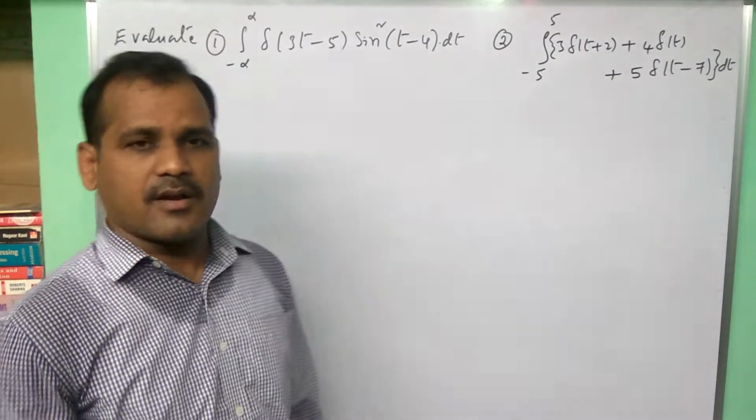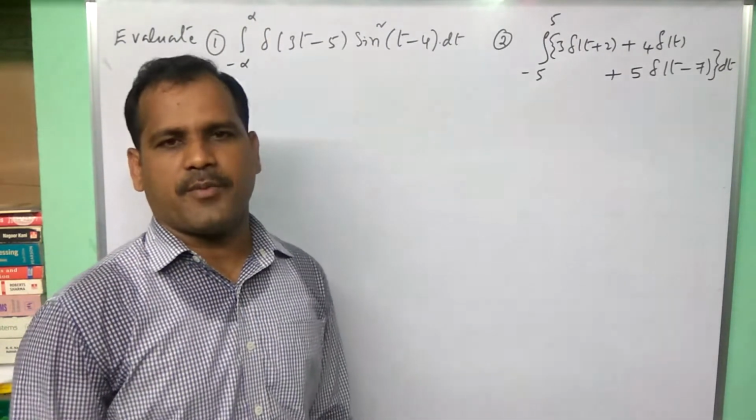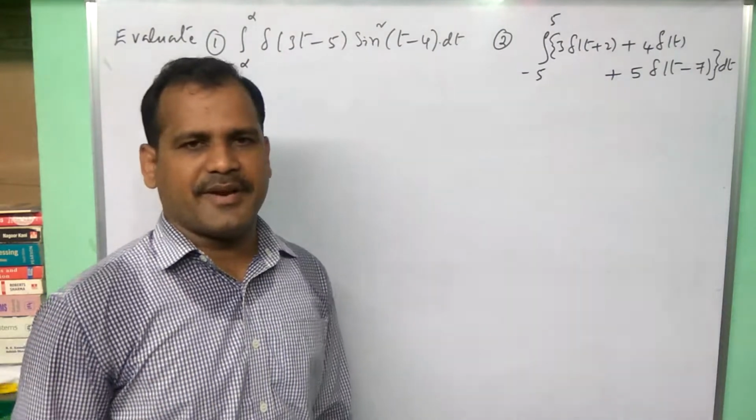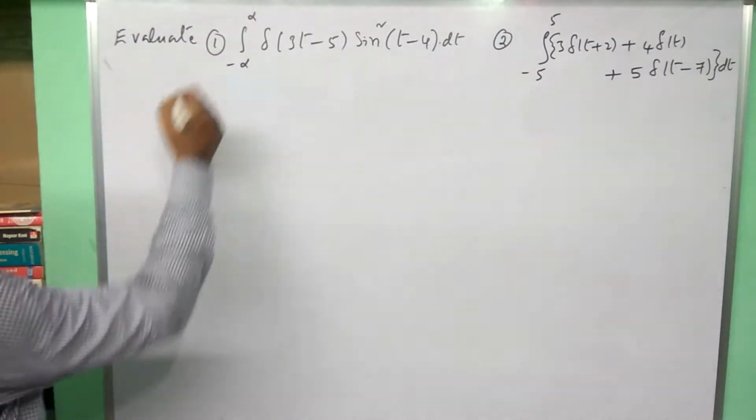Let us recall the properties once before solving these problems. I have clearly discussed the 5 properties of the impulse function in basic elementary signals. I will write the expression which is required here. Fine. First let us solve this one.